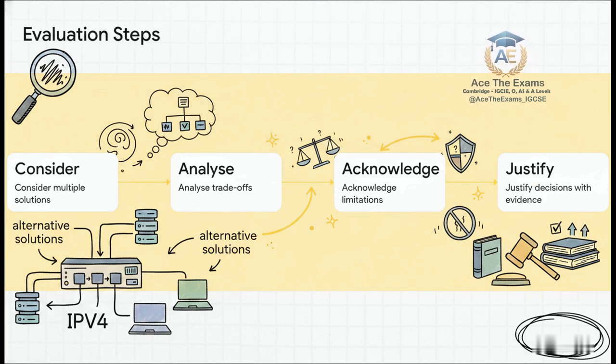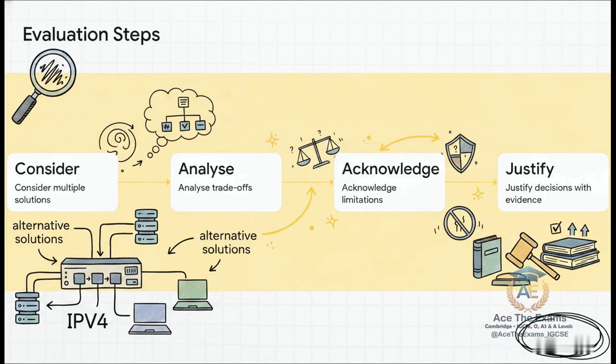First, identify the given information and consider multiple alternative solutions. Second, systematically analyze the trade-offs of each approach. Third, check for reasonableness and explicitly acknowledge the limitations of your proposed solution. No network is perfect. And fourth, always make your final recommendations and justify your decisions with solid evidence-based reasoning. This is your knockout punch. This is what the highest scoring candidates do consistently to walk away with those top marks.